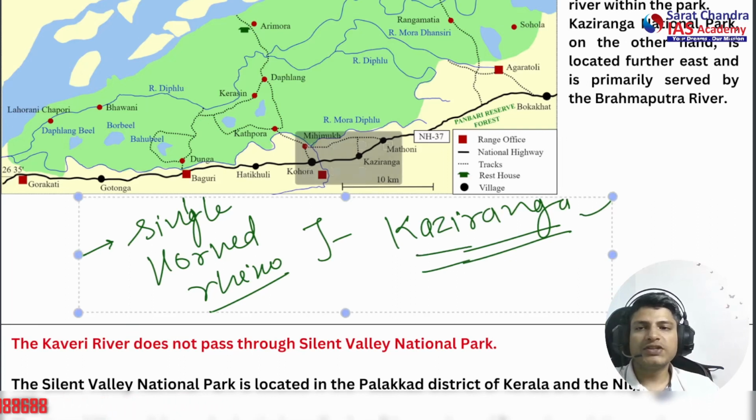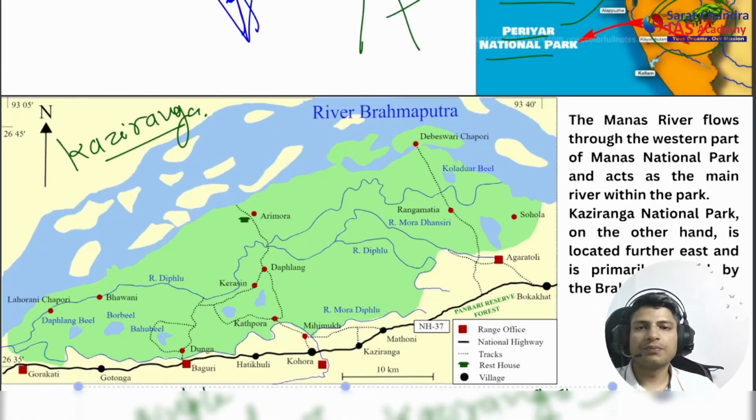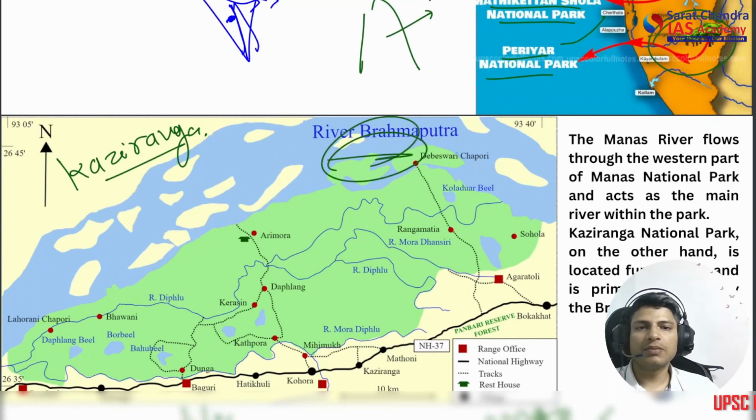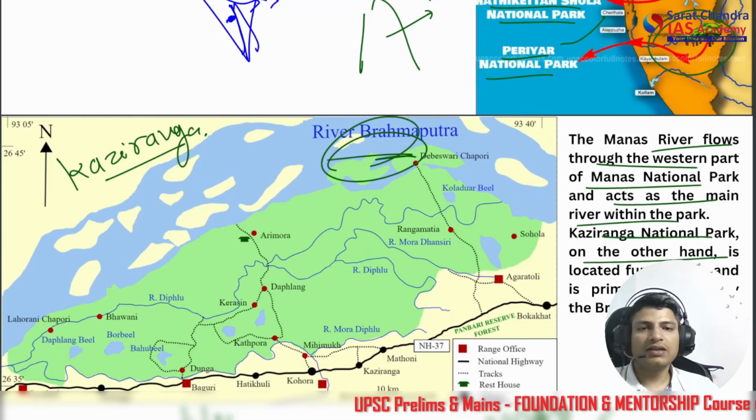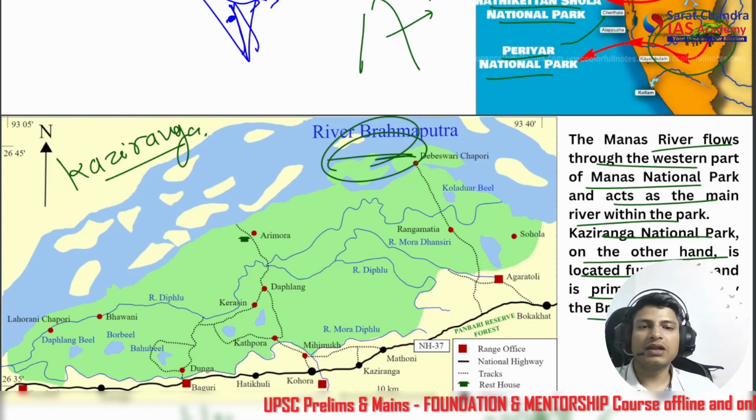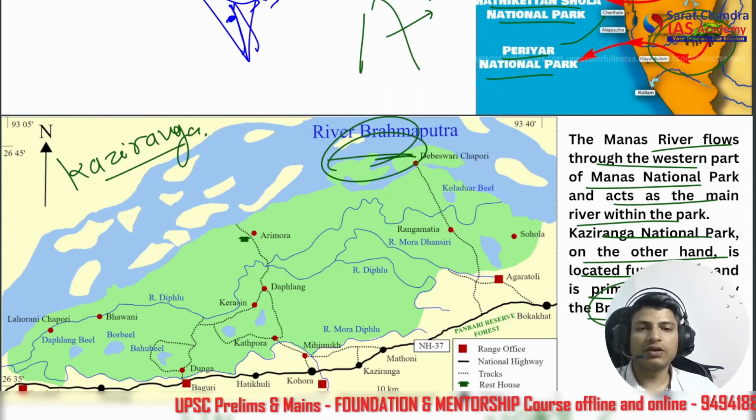Okay, so which river is flowing through this? River Brahmaputra. The Manas River flows through the western part of Manas National Park and acts as the main river within the park. Kaziranga National Park, on the other hand, is located further east and primarily served by the Brahmaputra River. So please take care of all these rivers.